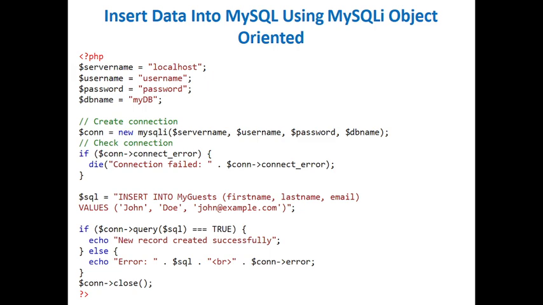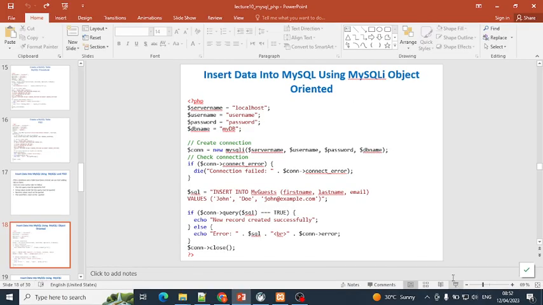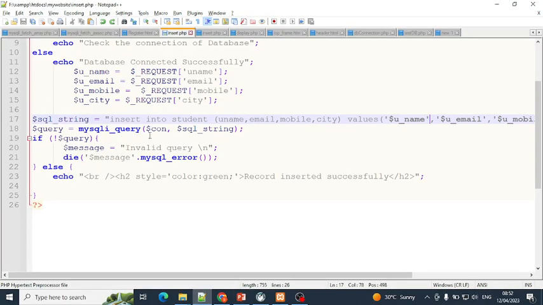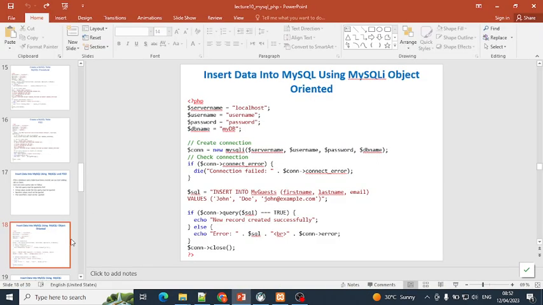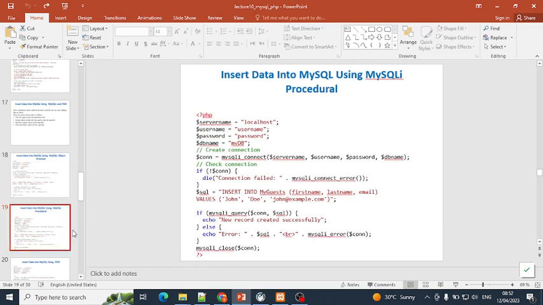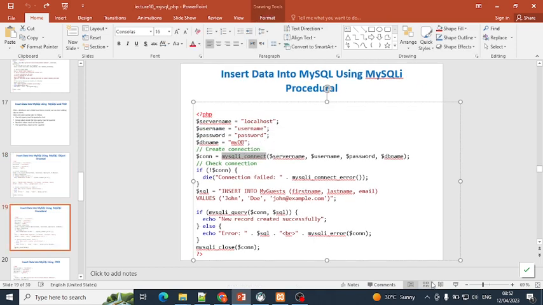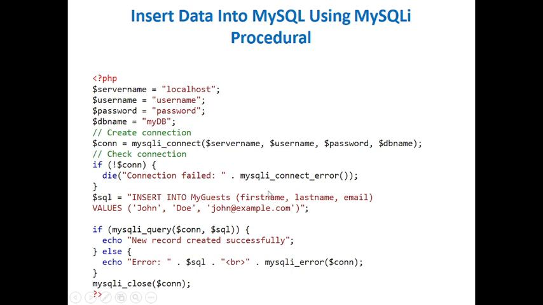Same program I modified. So this is the object-oriented MySQLi. What I have shown you earlier is MySQLi connect, yeah, MySQLi connect, the next one in the 19th slide. Yeah, this one I have. This works for me. Same program, just change this query.